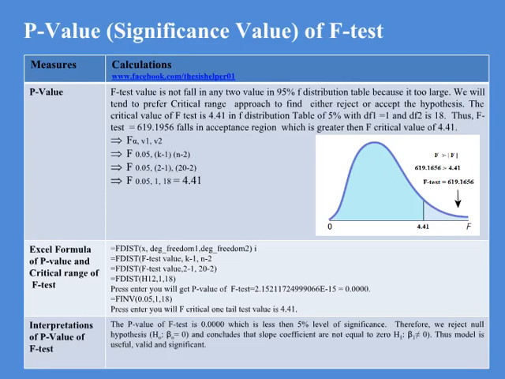Interpretations: the p-value of the F-test is 0, which is less than the 5% level of significance. Therefore, we reject the null hypothesis, H0: beta is equal to 0, and conclude that the slope coefficient is not equal to 0, H1: beta is not equal to 0. Thus the model is useful, valid and significant.